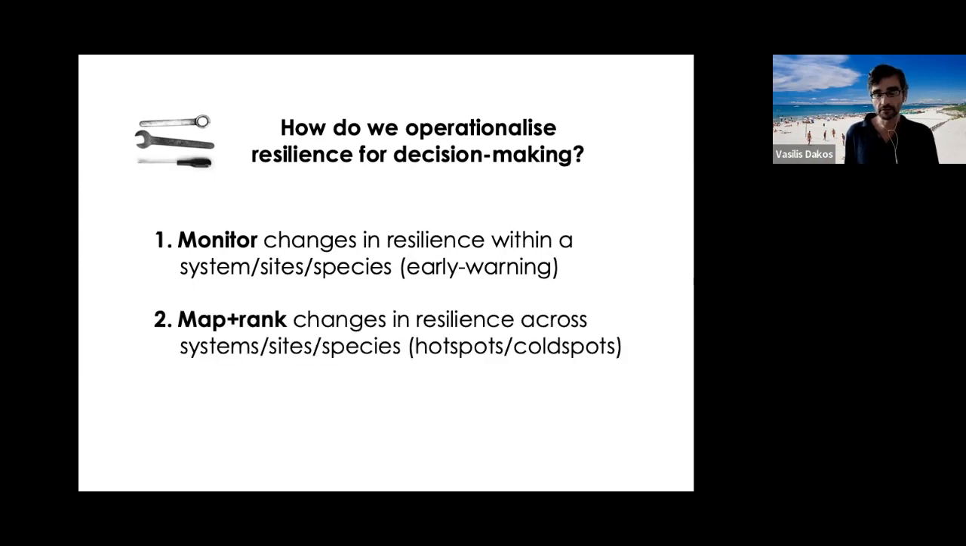Well, the second is if we have more places, ecosystems, or populations that we're interested in, then we can do this large-scale mapping of resilience and then try to rank differences in resilience across space. So this would be more of a resilience in space approach. And then by doing this ranking, we can identify potential hotspots or cold spots, meaning places or populations that are apparently more low in resilience.